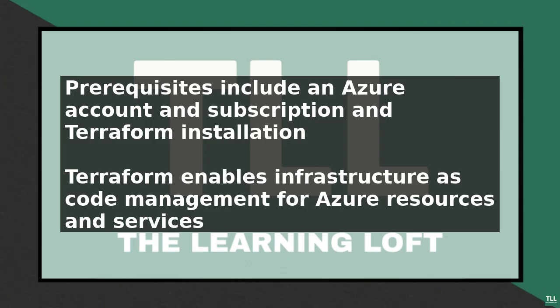Step 2. Installing Terraform. Download and install Terraform on your machine, then configure your Azure credentials to connect to your Azure account. Step 3. Configuring Azure Provider. Create a new Terraform configuration file and configure the Azure provider with your Azure credentials and subscription details.